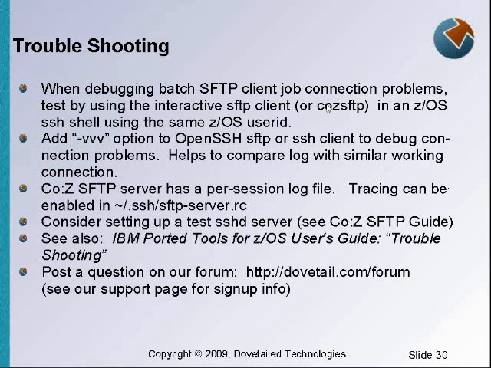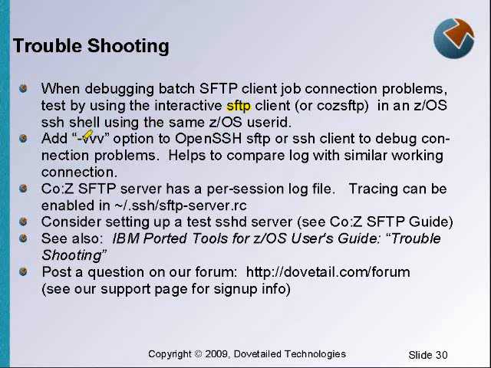Troubleshooting. If you're debugging a batch job, this is a good idea. We find this helps a lot. Sometimes you can get connection problems or authentication problems. If you log in with an interactive SSH shell, log into z/OS, and use the SFTP command interactively, or the Cozy SFTP command interactively, it's a lot easier to debug what's going on sometimes in interactive mode rather than in a batch job.